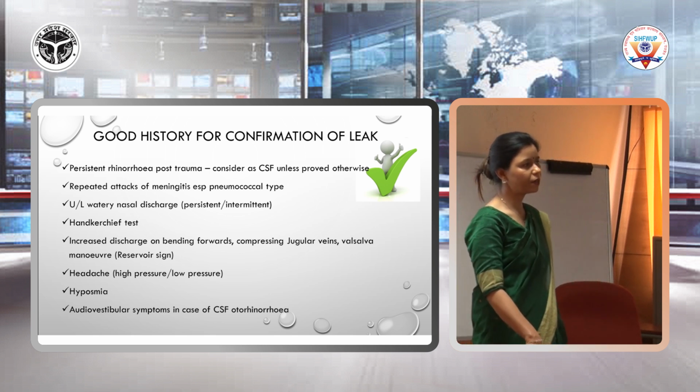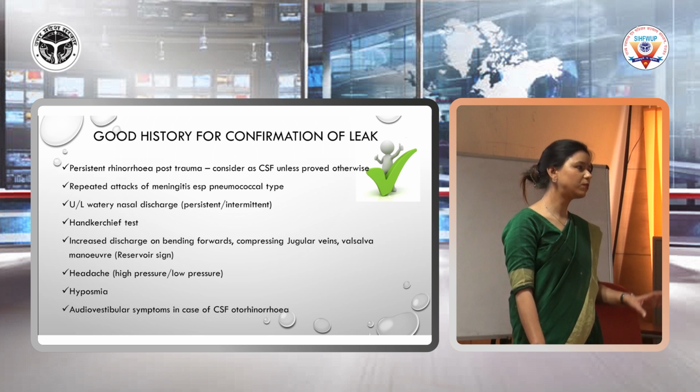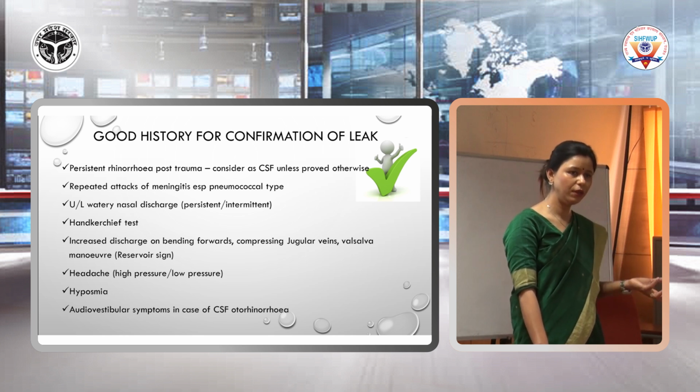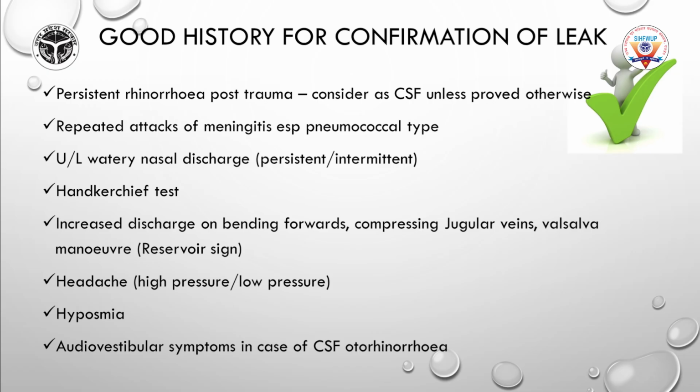So we can go for beta trace protein, right? And CSF analysis is the best. It is cheap and best. You can just send the fluid for analysis for protein, sugar, and you can make out it is CSF. How much will be required? Like if 1-2 drops are there. Of course, that is too less. If it is so less, just ask the patient for conservative measures, okay?